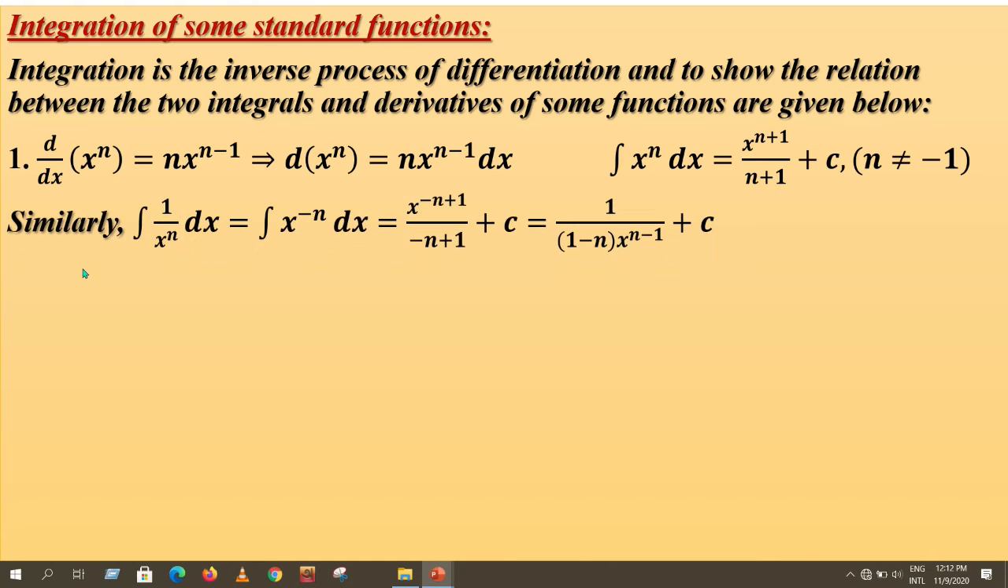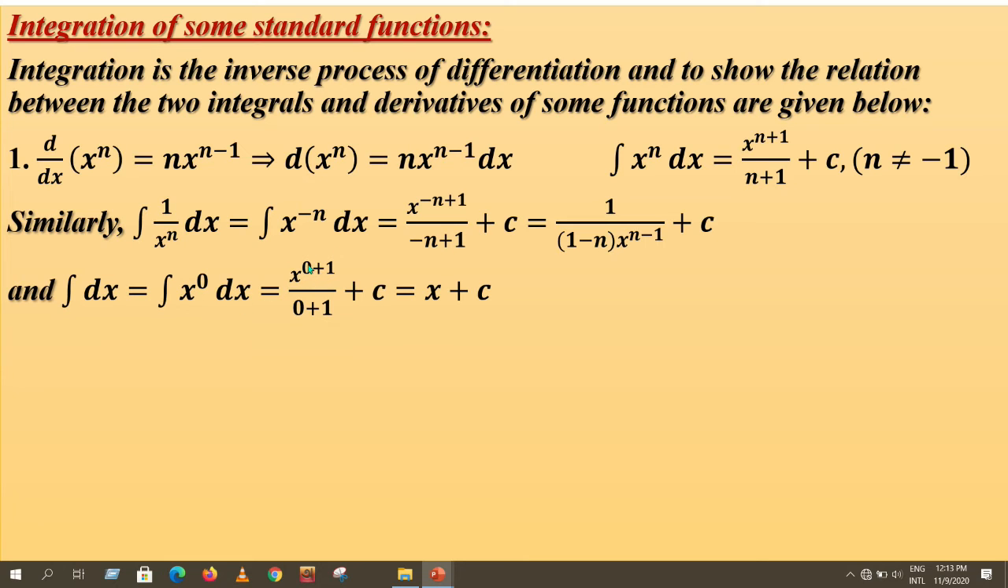Again, follow some formulas. The integration of 1 divided by x to the power n dx equals the integration of x to the power minus n dx, which equals x to the power minus n plus 1 by minus n plus 1, as we have to add 1 to the power and put the same in the denominator. That means the denominator will be the power of this, minus n plus 1 in both places, plus c. This we can write as 1 divided by 1 minus n into x to the power n minus 1, plus c.